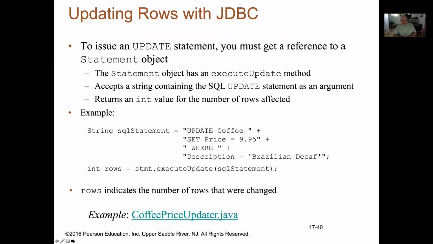So how do you update rows with JDBC? To issue an update statement, you must get a reference to a statement object in Java. So you string the SQL statement, update coffee, set price, where description equals Brazilian decaf. Int rows equals statement.executeUpdate, and rows indicates the number of rows that were changed.